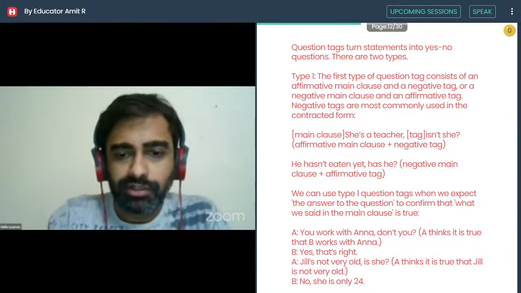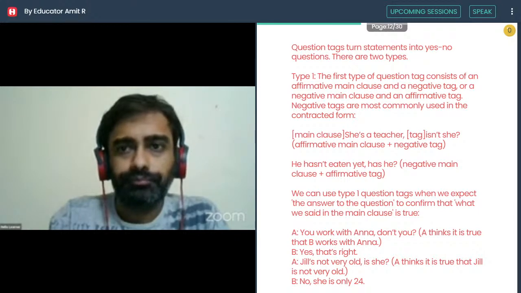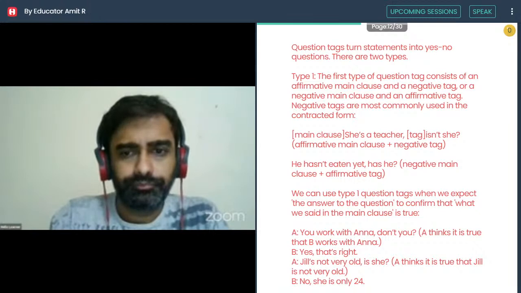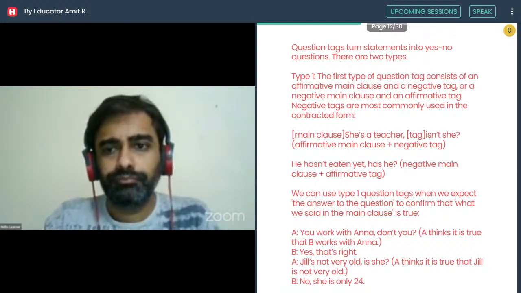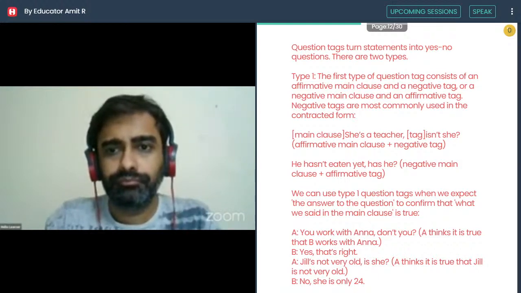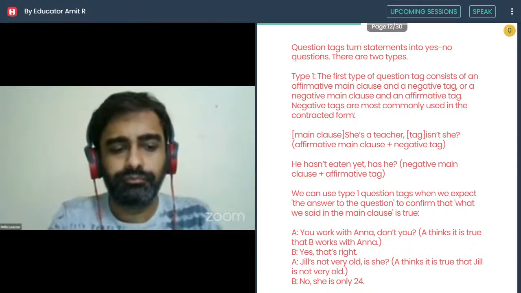Yes, please go ahead, Rija. You can read the slide. Question tags turn statements into yes, no questions. There are two types. Type 1: the first type of question tag consists of an affirmative main clause and a negative tag, or a negative main clause and an affirmative tag. Negative tags are most commonly used in the contracted form.